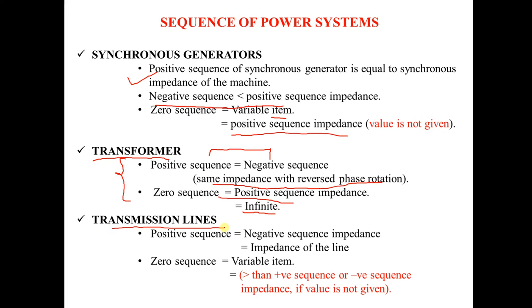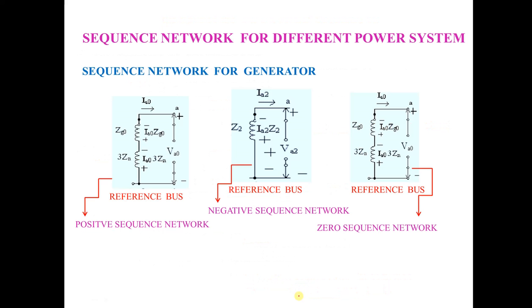For the transmission line, the positive and negative sequence impedances are the same, as the impedance of the line is normal, and phase rotation of the current will not make any difference. For zero sequence, it is greater than the positive or negative sequence impedance if the value is not given. These are the different sequence impedances of power systems. Now we are going to analyze some of the unsymmetrical faults. The main assumption is that the EMF is of positive sequence.